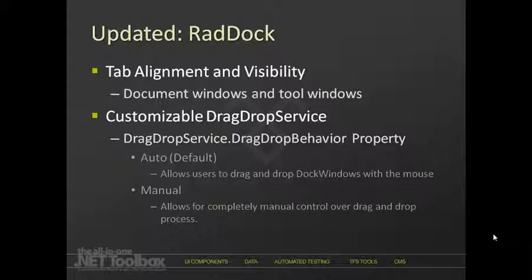Basically, the drag-drop service that you can retrieve from the RadDock now has a DragDropBehavior property on it. Normally this property is set to Auto, and Auto allows users to use the default behavior, which is to click and drag-drop dock windows with the mouse. But now you're able to set this DragDropBehavior property to Manual, and that allows for completely manual control over the drag and drop process. And I'll show you a quick demonstration of that right now.